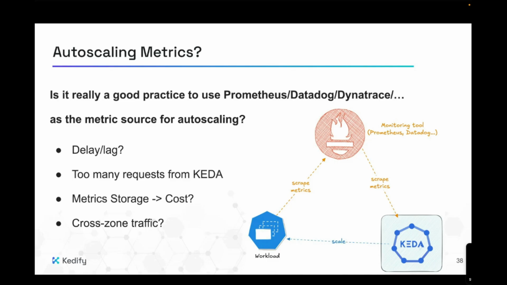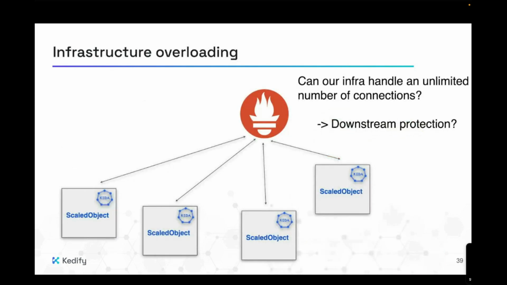We are utilizing OpenTelemetry actually, and we are getting the metrics directly from the workload. But this is something you should think about. I'm not saying it's bad. So if you are happy with Prometheus, use it. But if you are at a certain scale, the problems will happen. Yeah, this is related: a lot of scaled objects overloading infrastructure. So think about the whole problem.